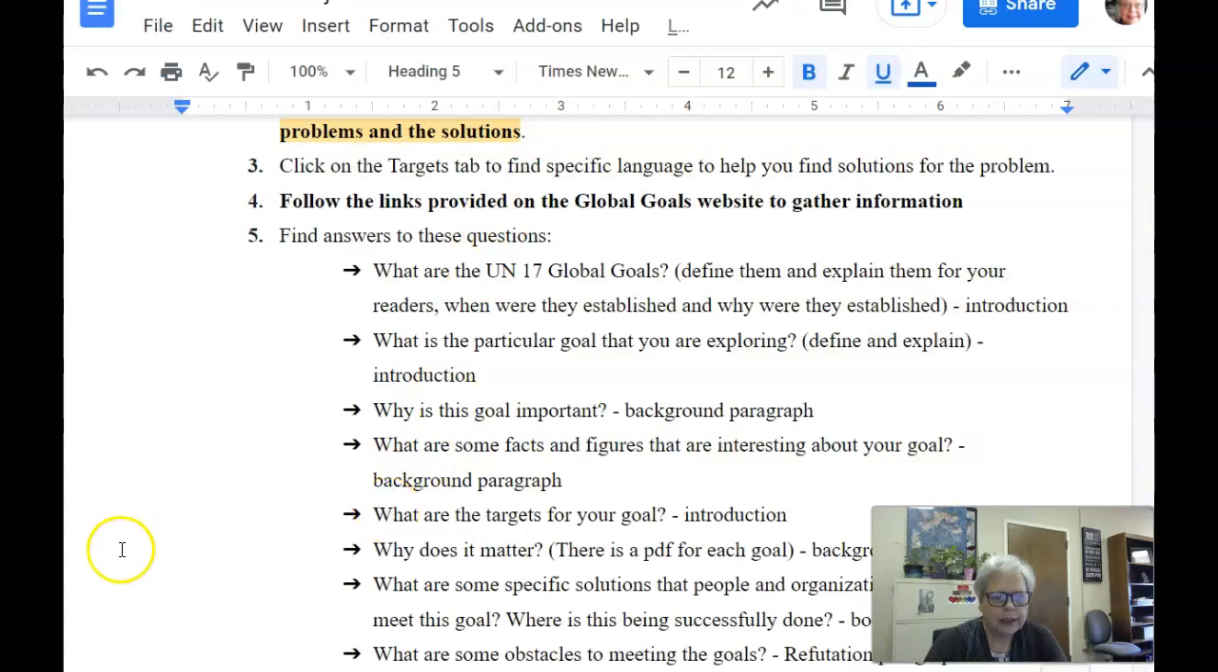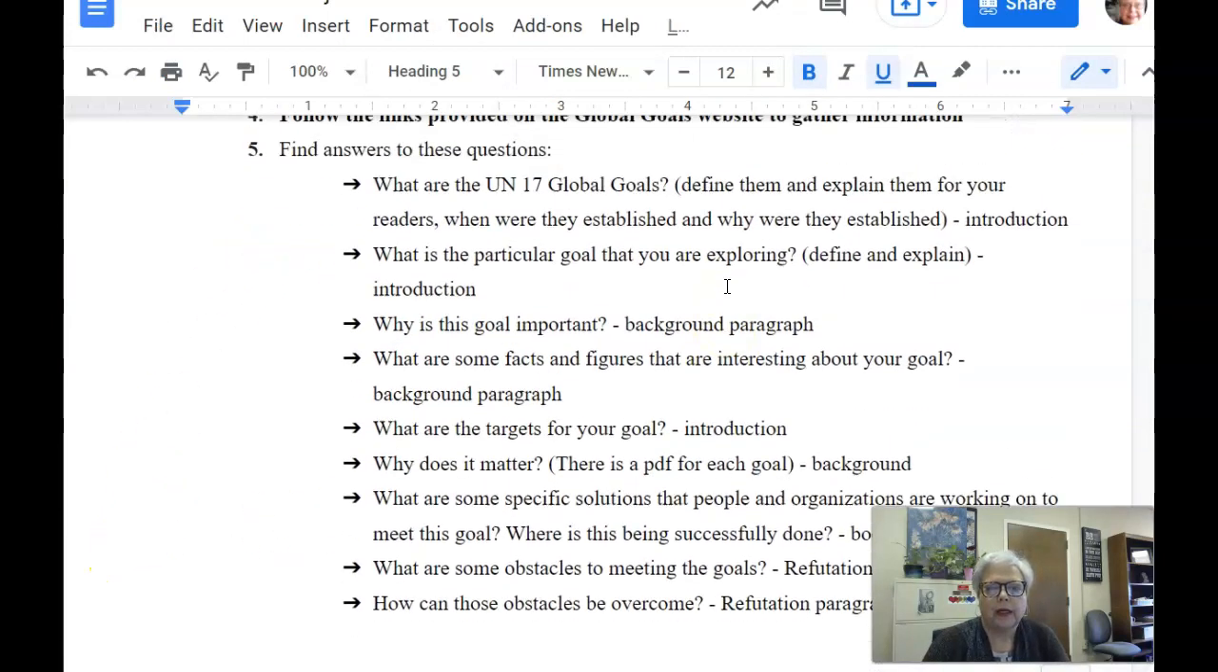The other thing is, what are you trying to find? What do you need for your research paper? These questions right here. And right now, finding out what the UN 17 Global Goals are, and I don't mean listing them, one is this, two is this. I mean the unit of the global goals.